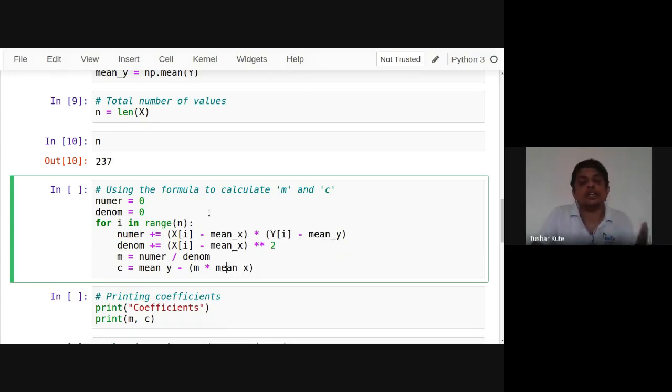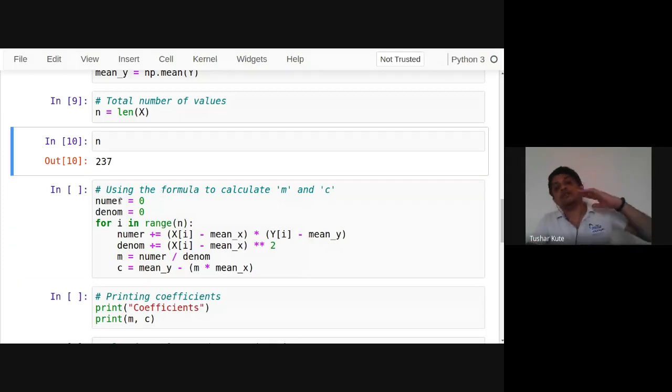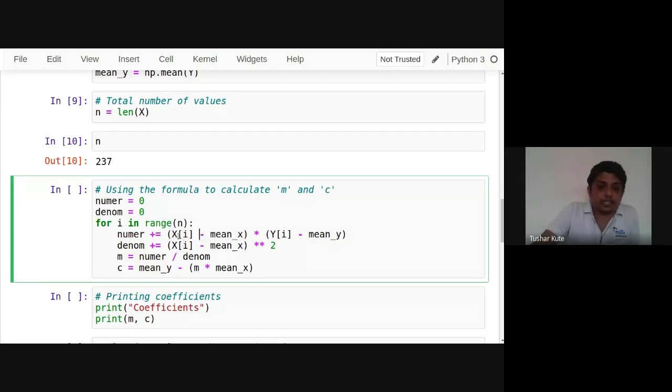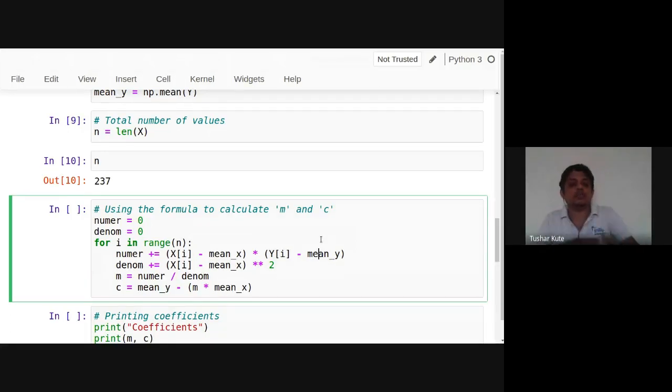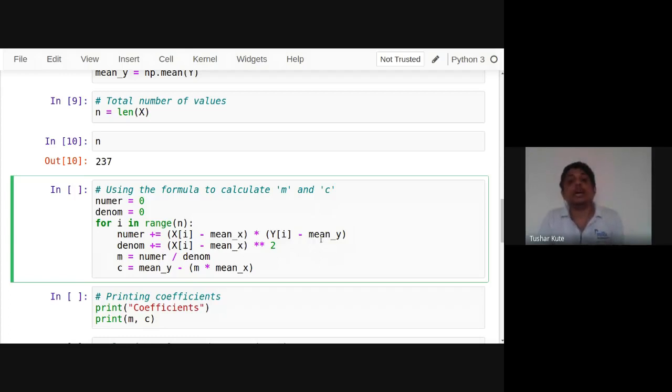Okay, now see, according to the formula, I have created this particular for loop. Numerator and denominator, two variables I have created, and I just put 0 there. For i in range n, meaning 237 times. First row, second, third, fourth, like all. And here is your formula: x minus mean of x, into y minus mean of y. This value we got in the numerator, and I'm adding it: first add, second, third, fourth, fifth, for all the elements. These values will be added together, so the numerator means the summation of this element is done. That is the numerator value we got above.